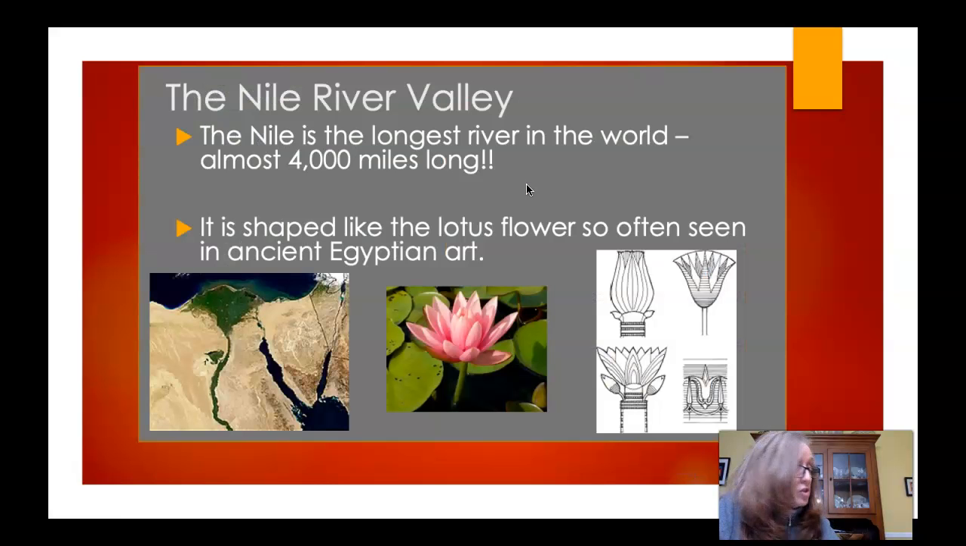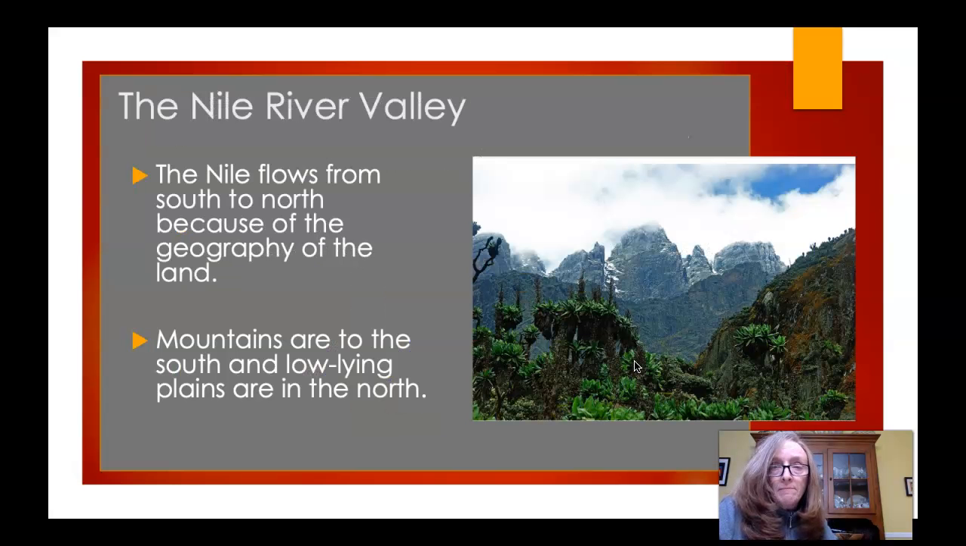So the Nile River is the longest river in the world. It's almost 4,000 miles long. And when it flows out into the Mediterranean Sea, it forms this triangular shape, which we call a delta. And the ancient Egyptians thought that looked like a lotus flower. This is what a lotus flower looks like. And as a result, the lotus flower is very popular in ancient Egyptian art. And we're going to see that when we look at some artifacts later on.